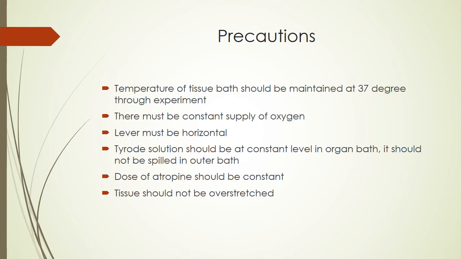Precautions: the temperature of the bath should be maintained at 37 Celsius. There must be a constant supply of oxygen, otherwise your intestine is going to die. The lever must be horizontal. Tyrode solution should be at a constant level in the organ bath. It should not be spilled into the outer bath. The dose of atropine should be constant, and the tissue should not be overstretched, and the rabbit ileum tissue should not be overstretched.